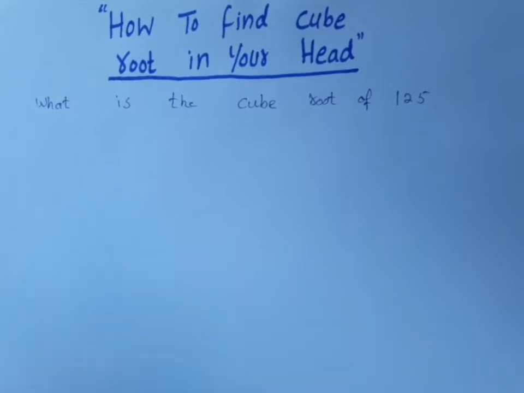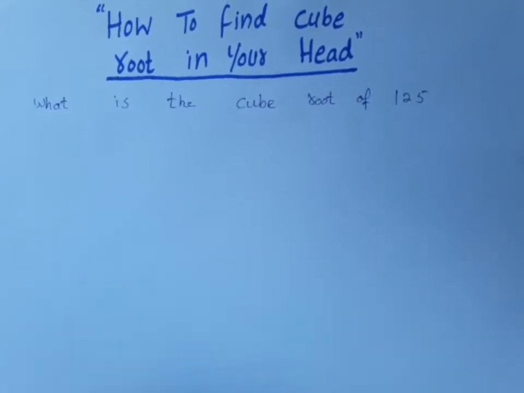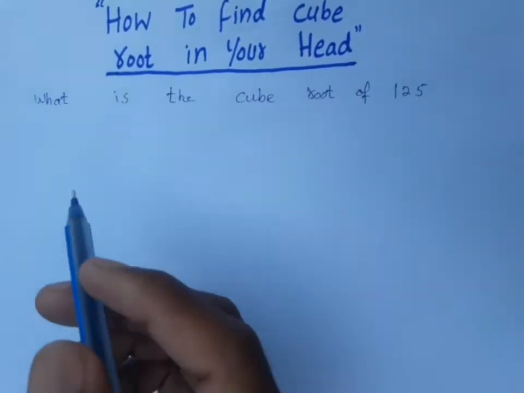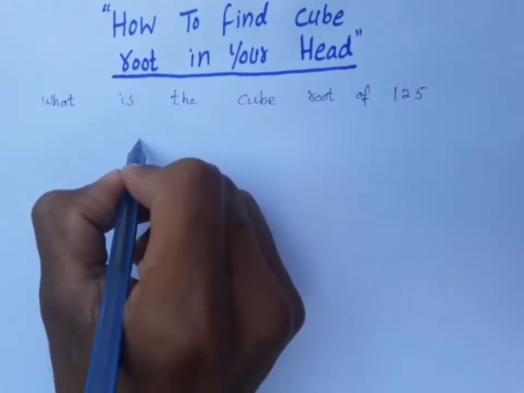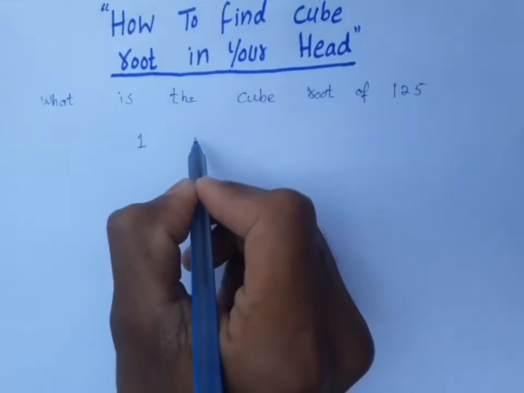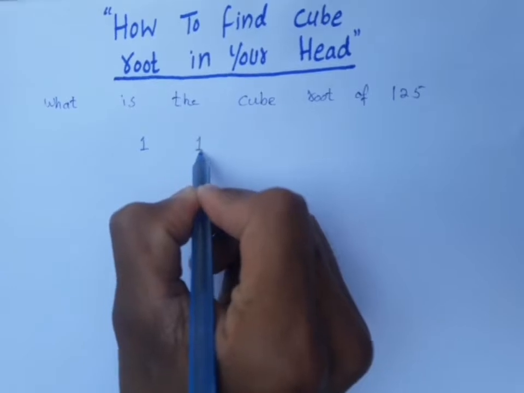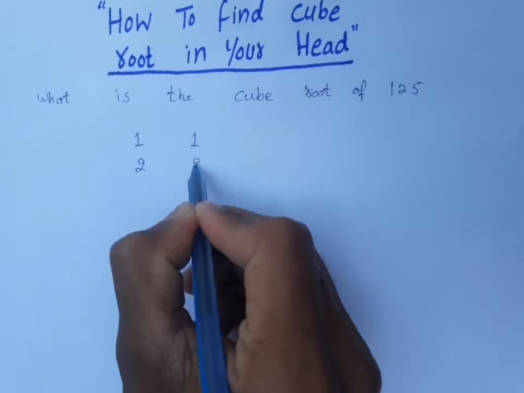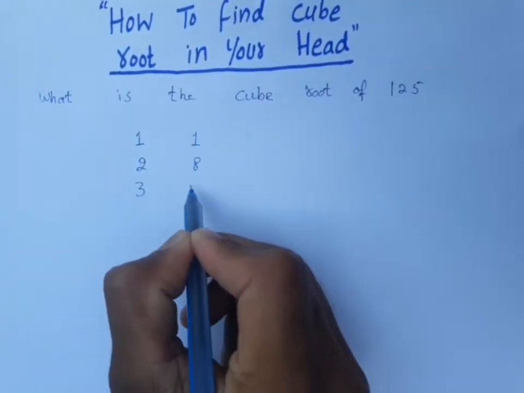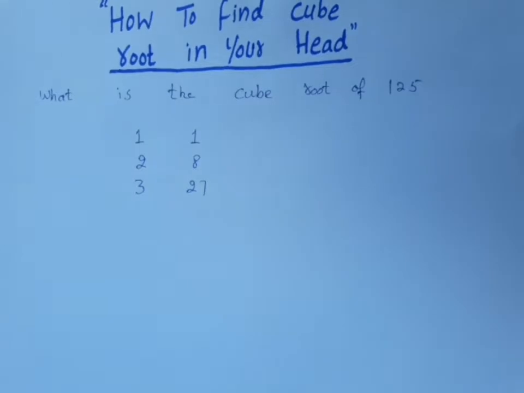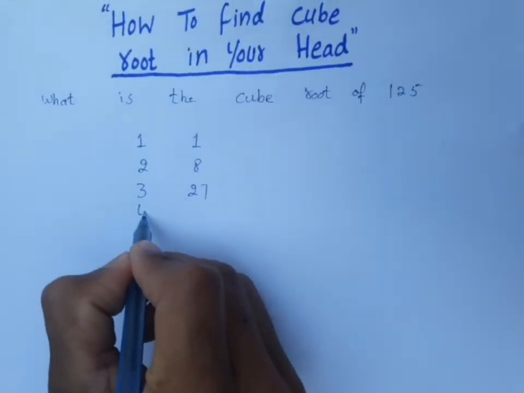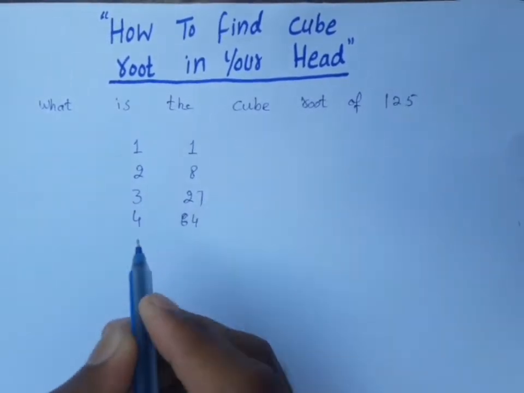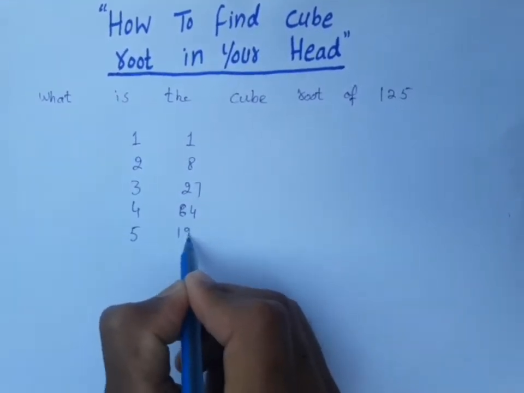First of all, the first thing you have to do is to make a table of the first 10 numbers with their cubes. Okay, so 1 has a cube of 1. The cube of 2 is 8. The cube of 3 is 27. The cube of 4 is 64. The cube of 5 is 125.